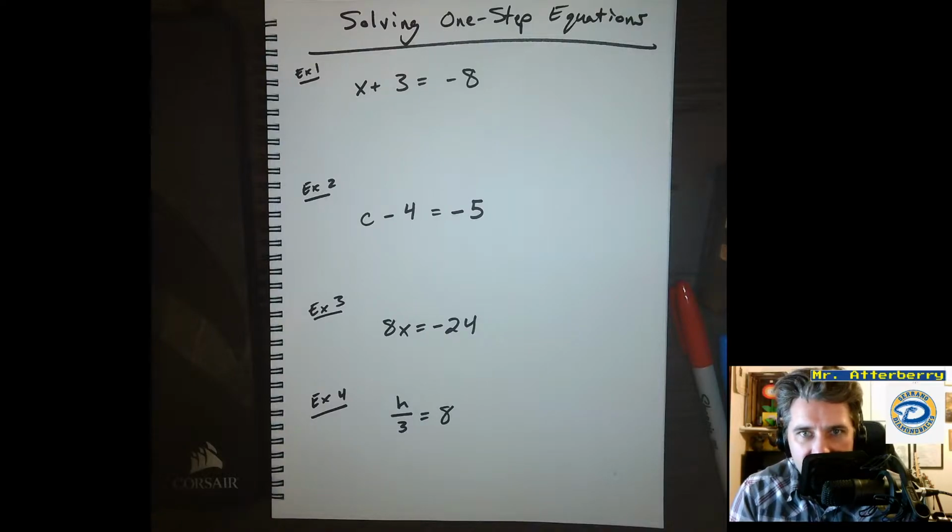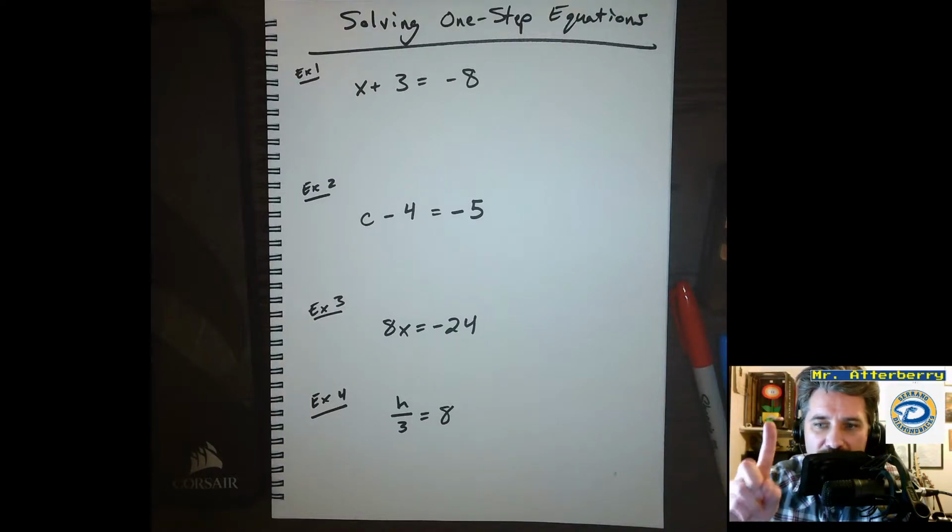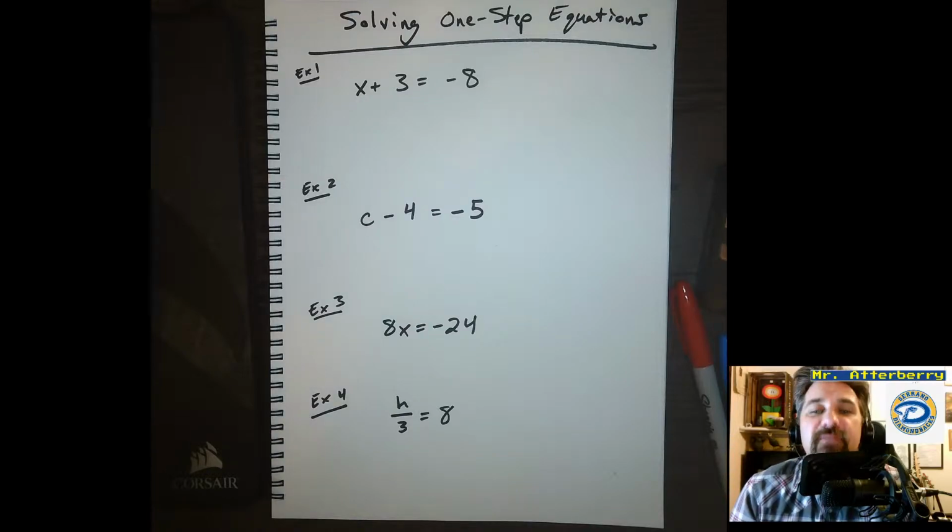My Geometry Essential students, you should be solving one-step equations and two-step equations this week. So let's take a look at one-step equations. One-step equations mean you only need one step to solve the answer. When they use these variables, these letters, you're trying to solve for what number would fit perfectly. So some number plus 3 equals a negative 8.